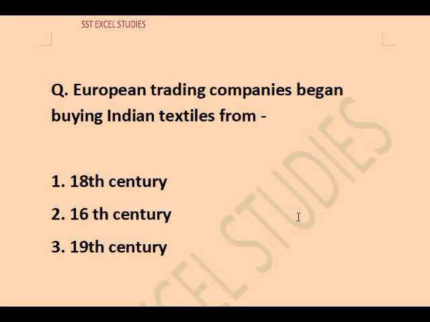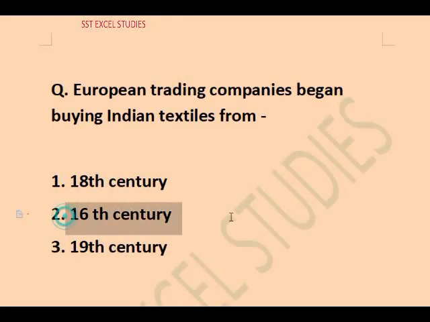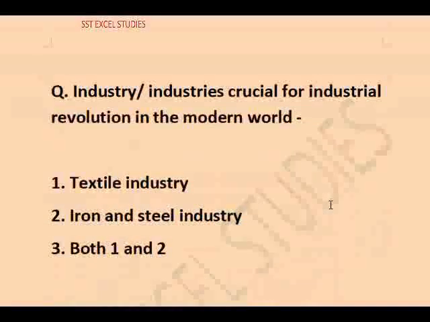Next question is, European trading companies began buying Indian textile from, options are 18th century, or 16th century, or 19th century. Answer is 16th century. European trading company started buying Indian textile from 16th century.